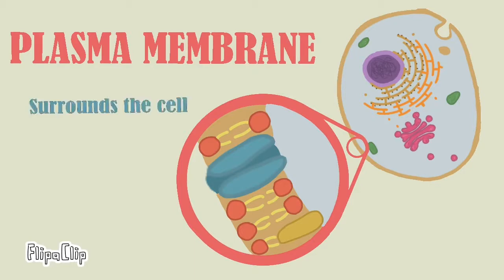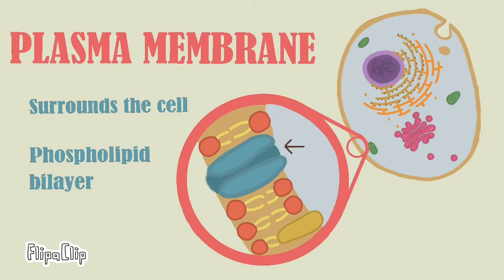This surrounds the cell, and as with all cell membranes, the plasma membrane consists of a phospholipid bilayer with some cholesterol, glycolipids, and various proteins embedded in it. Phospholipids are amphipathic molecules and have a hydrophilic head and hydrophobic tail. Therefore, it is semi-permeable and only lets certain molecules in and out.